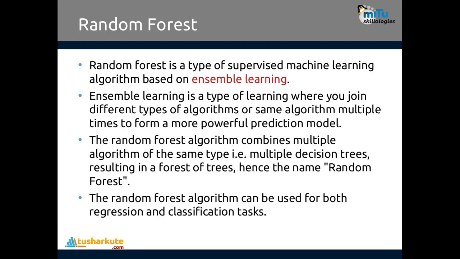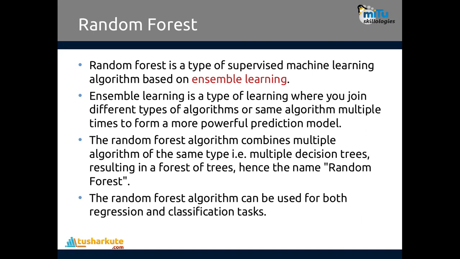Random forest is a type of supervised machine learning algorithm for ensemble learning. So what exactly is ensemble learning? Ensemble learning is a type of learning where you join different types of algorithms, or the same algorithm multiple times, to form a more powerful prediction model. The random forest algorithm combines multiple algorithms of the same type, multiple decision trees, resulting in a forest of trees, hence the name random forest. So random forest is a combination of multiple trees. It is used for both regression and classification.